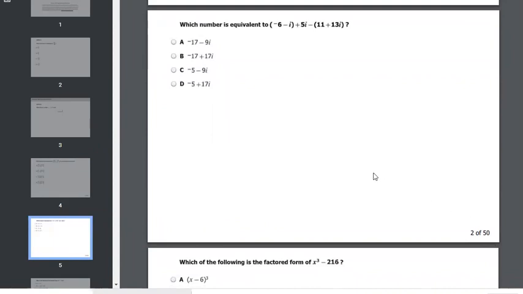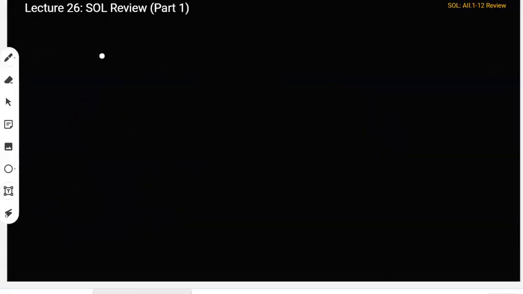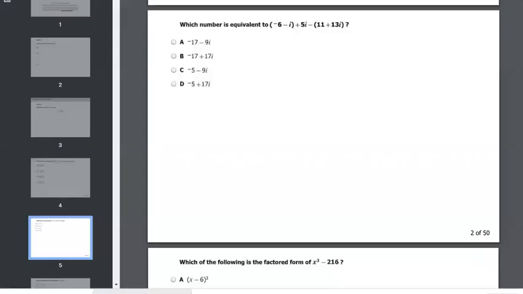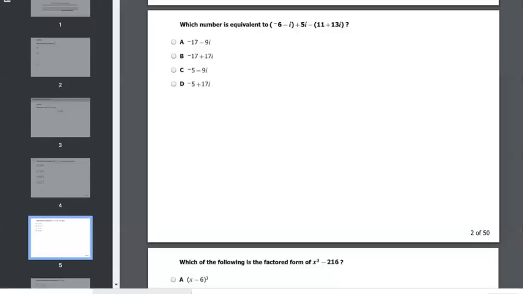Okay, let's try the next question. This one is, which number is equivalent to negative 6 minus i plus 5i minus 11 plus 3i?